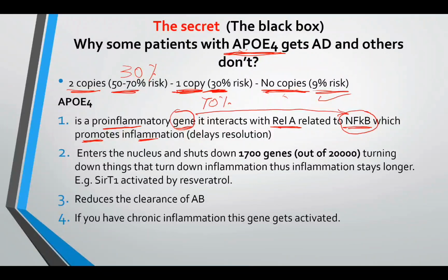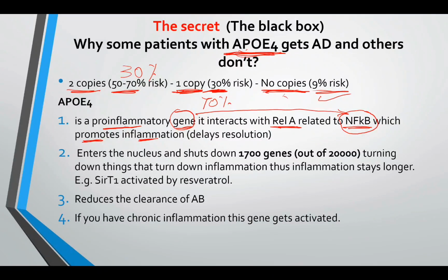This means if you have brain inflammation and you have this gene, the process of inflammation will stay longer than in a person who does not have ApoE4. If the person has ApoE2, two copies, this means if inflammation happens, it will resolve very quickly. But if you have ApoE4, this means the inflammation will stay longer, probably years, without getting resolved.